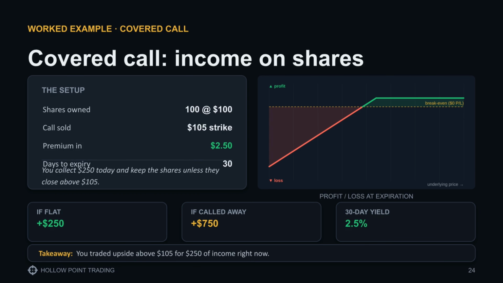In this covered call example, you own 100 shares and sell a 105 strike call for 2.50 in premium. This generates immediate income and adds yield. Your upside is capped at 105, but you've locked in that premium as your return for the month.